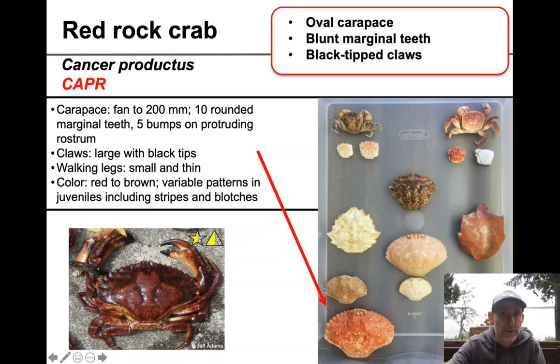In this case, there is an oval carapace, but it has blunt marginal teeth. An interesting feature of the claws, although they're very, very large, is that they also have black tips. Now, I know color is not a great diagnostic characteristic in general, but in this case, the black tips are very, very important because the pigmentation, the melanin in the tip of the claw, actually strengthens the claw tip, which is extremely important because these crabs have extremely powerful claws meant for crushing shells.